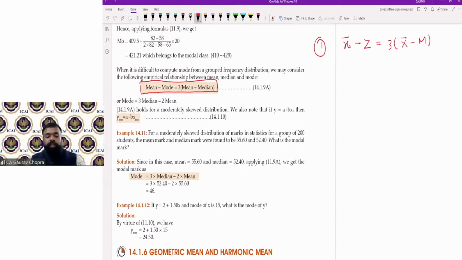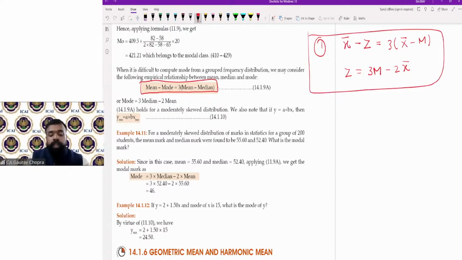Now, if you arrange this, then the same formula can be written as Z equal to 3M minus 2x bar. If you simplify the formula, you will get Z equal to 3M minus 2x bar. So in this way also you can write the formula. Now there is a relationship which holds true for all these three, mean, median, and mode. That is y is equal to a plus bx. This is a general format.